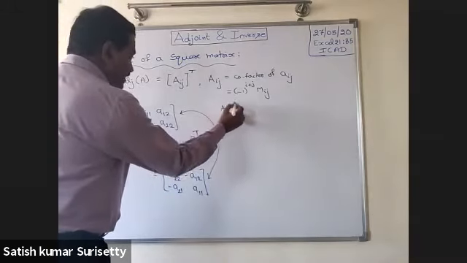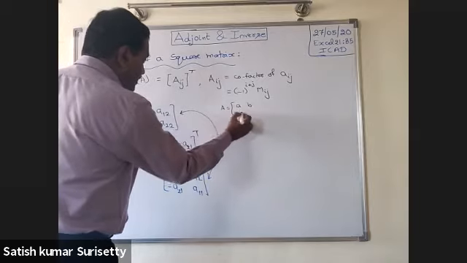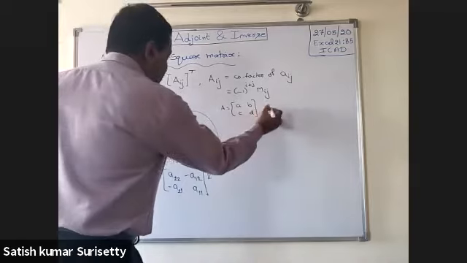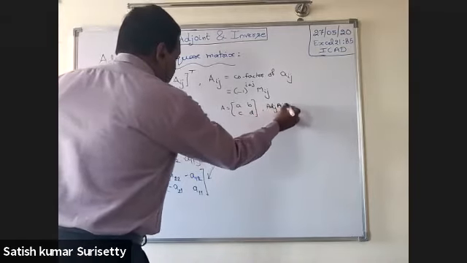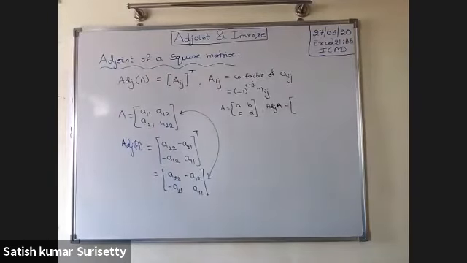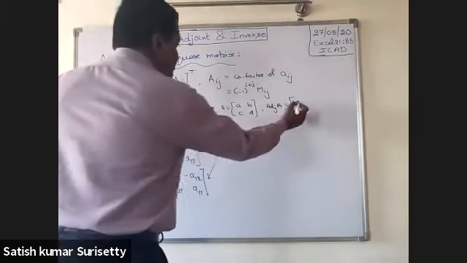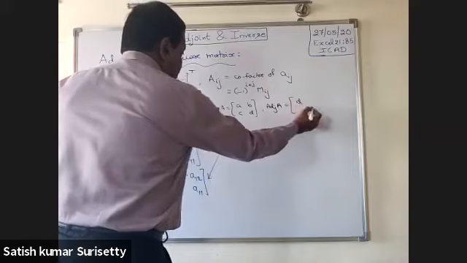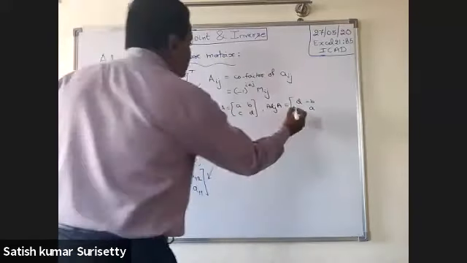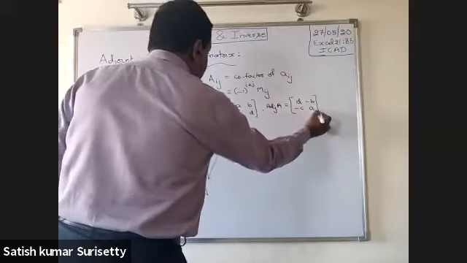So if I take A equal to A, B, C, D, can you say directly the adjoint of A? What is adjoint of A? D, minus B, minus C, A.